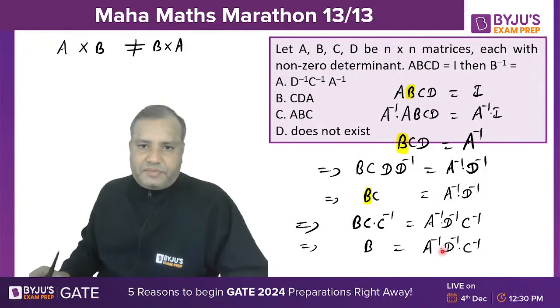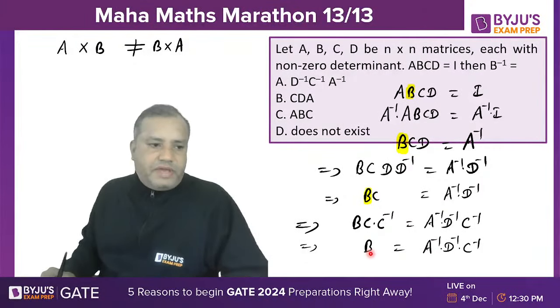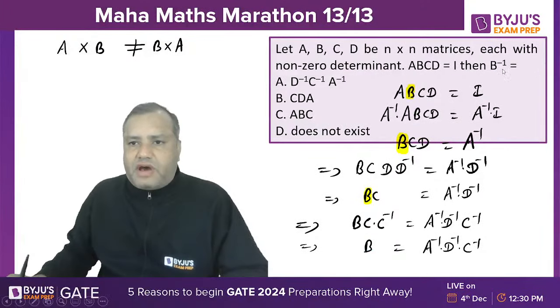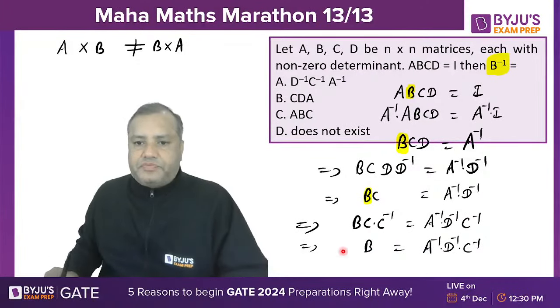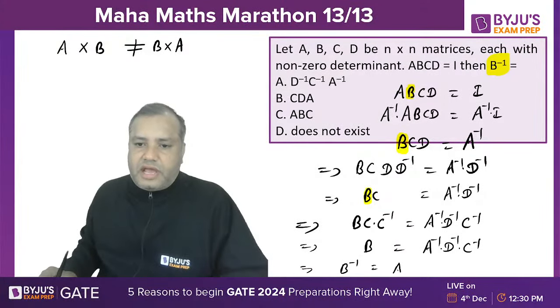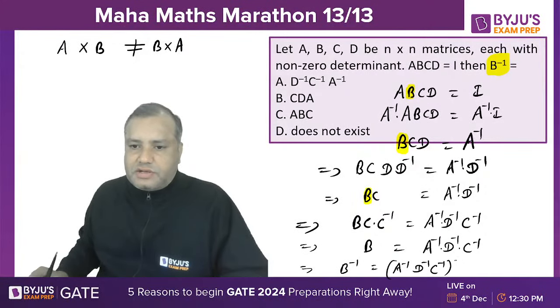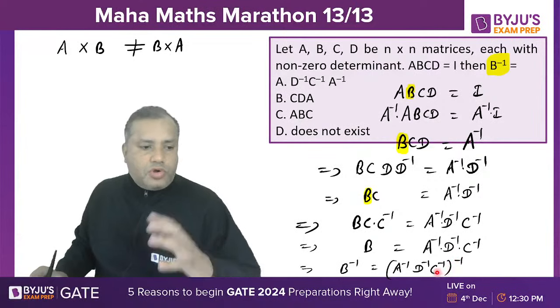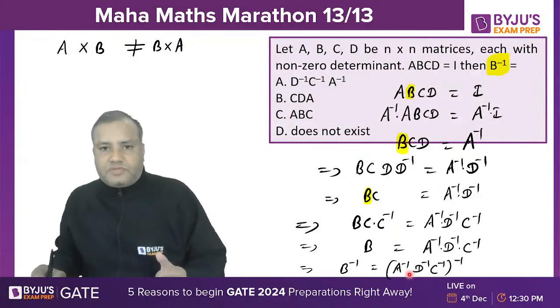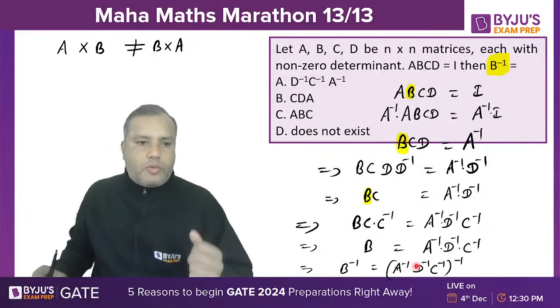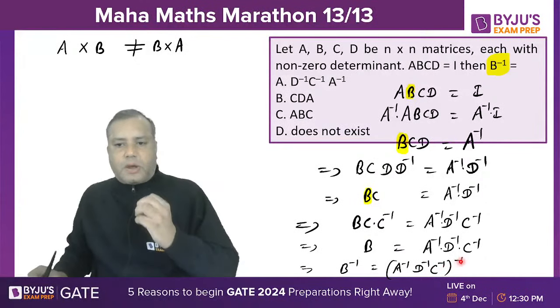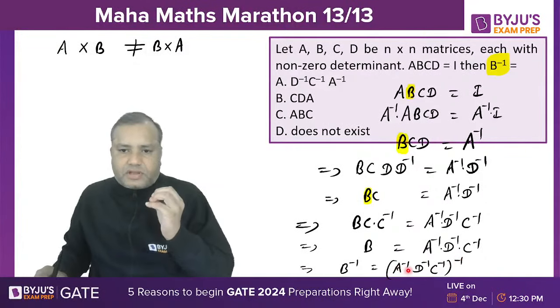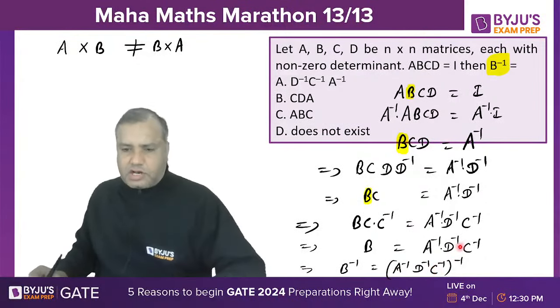We have got the value of B, but what do we want? We want B inverse. हमें B inverse चाहिए. Taking inverse both sides, inverse लेना पड़ेगा. A inverse, D inverse, C inverse, whole inverse. Okay. So you know inverse obeys reversal law. When this inverse operation is separated over this product, it obeys reversal law.